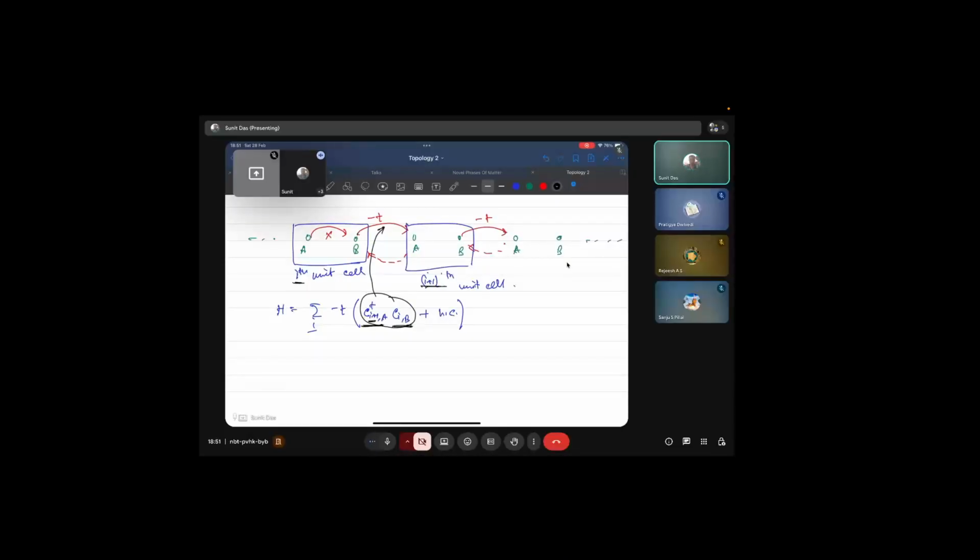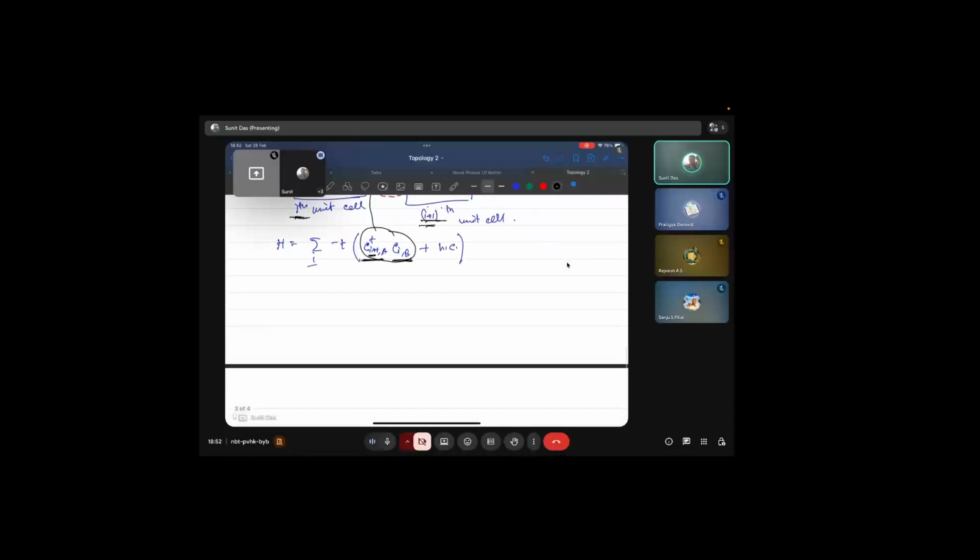Okay. So annihilating an electron is essentially equivalent to saying that the electron from the B type of atom from the ith unit cell is moving to the A type of atom of the (i+1)th unit cell. Okay, and then its Hermitian conjugate. So this is the real space picture of it.